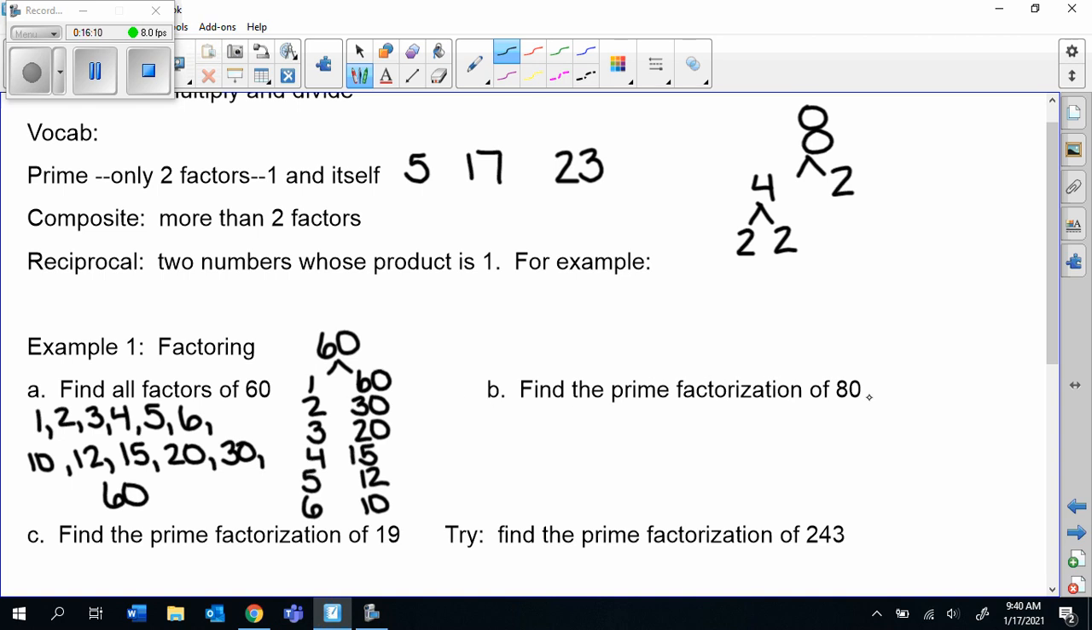Find the prime factorization of 80. So this is going to look more like this. So I'm going to start it kind of up here, knowing how big I write on this slate. And so 80, what goes into 80? You can literally start anywhere you want. 80 is 8 times 10. 8 is 4 times 2. 4 is 2 times 2. And 10 is 2 times 5.